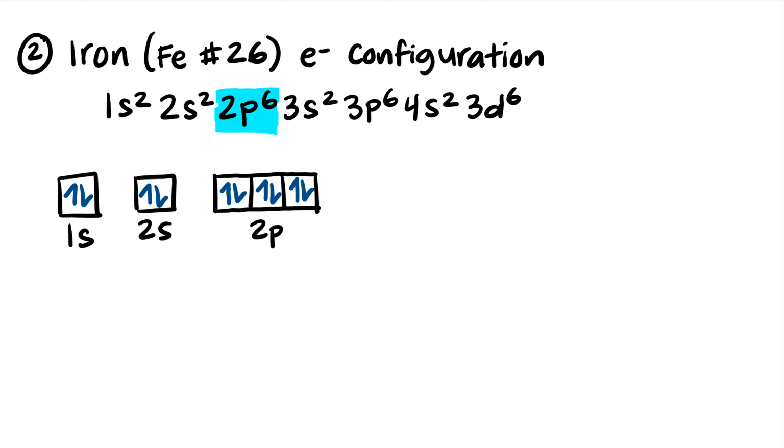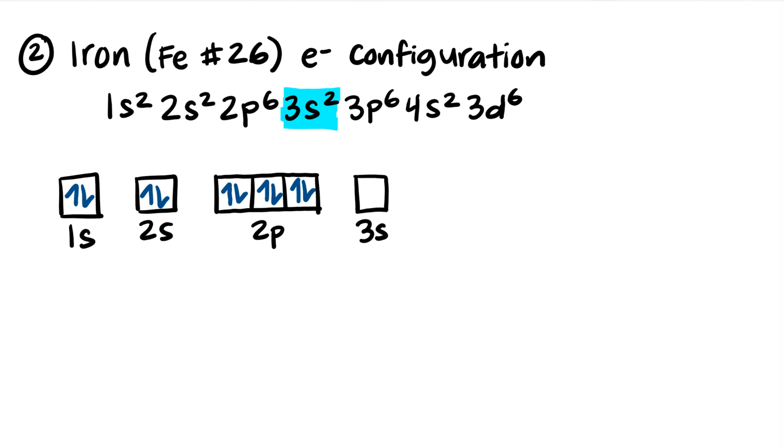On to the next sublevel. Now we're at 3s. S is represented with 1 box. The exponent on 3s is 2, so that tells me 2 electrons, 1 up and 1 down.